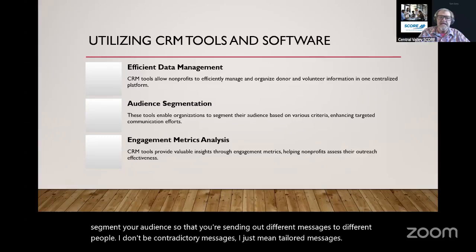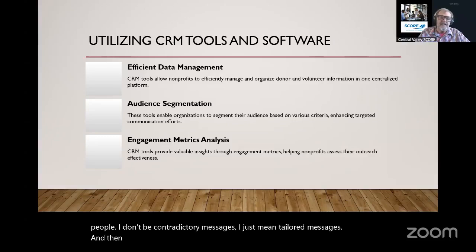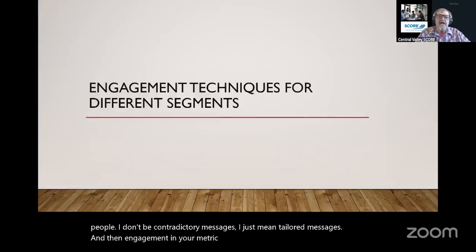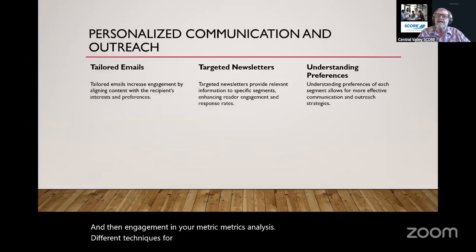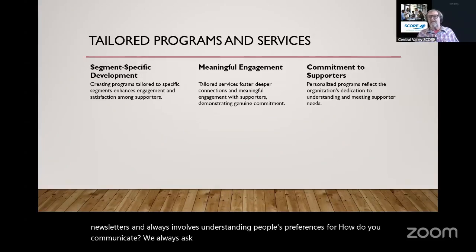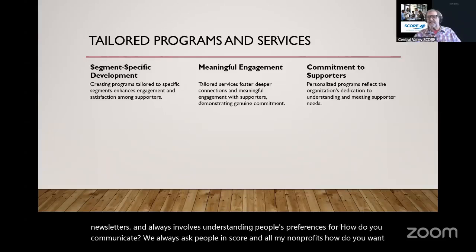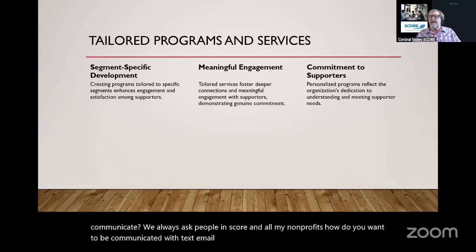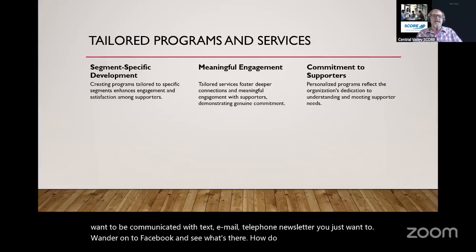And then engagement in your metrics analysis. Different techniques for different segments may involve tailored emails, targeted newsletters, and always involves understanding people's preferences for how you communicate. We always ask people in SCORE and in all my nonprofits, how do you want to be communicated with? Text, email, telephone, newsletter? You just want to wander on to Facebook and see what's there? How do you want to be communicated with?